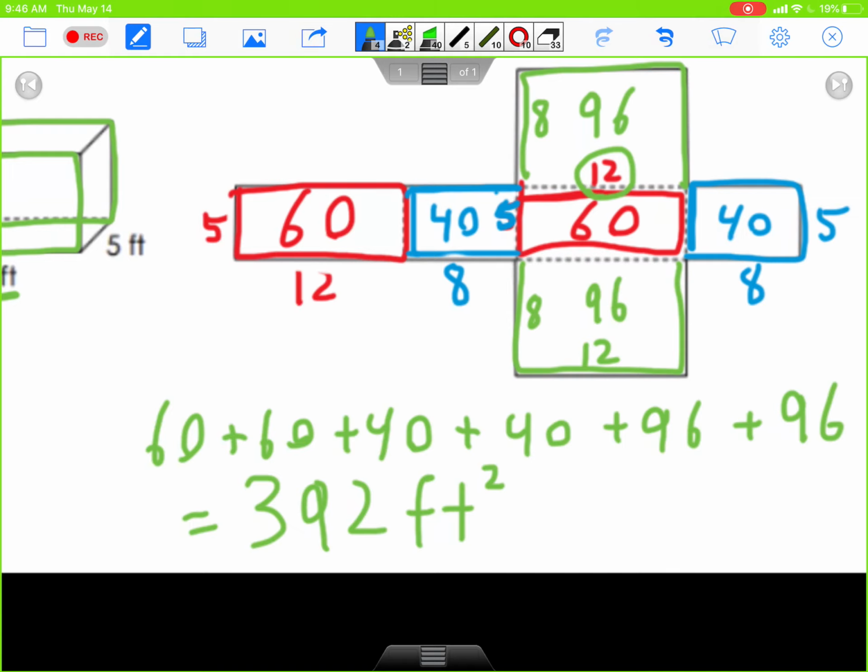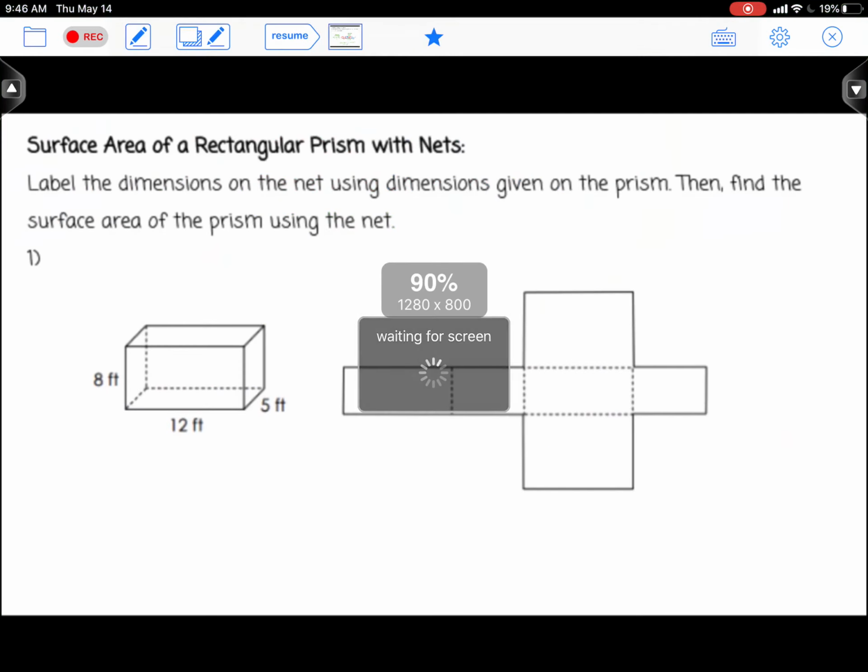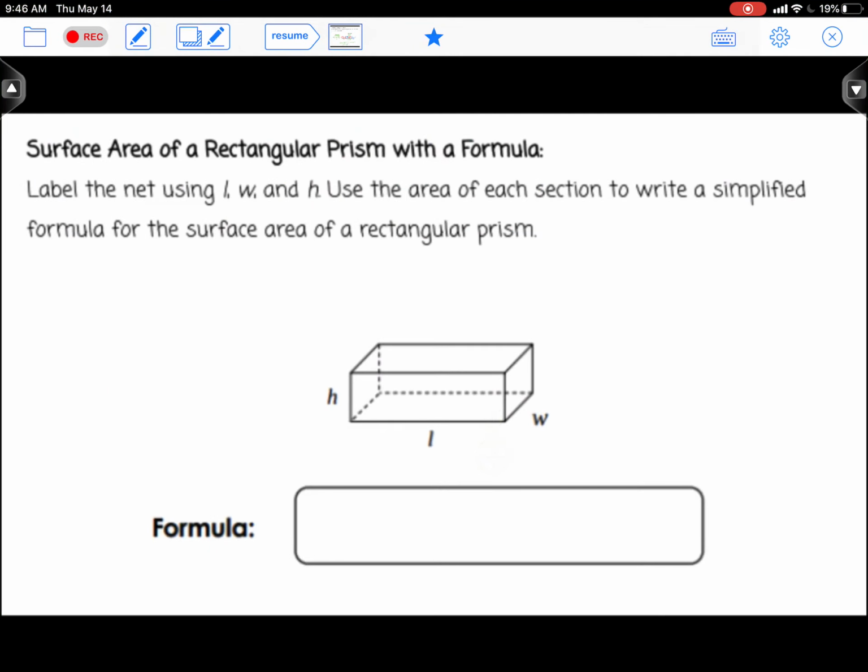Don't forget to always double check your work. Add it together again if you need to, just to double check. You can pause the video and do the example. There's only one example, and if you have any questions, don't forget to email me. Okay, moving on.